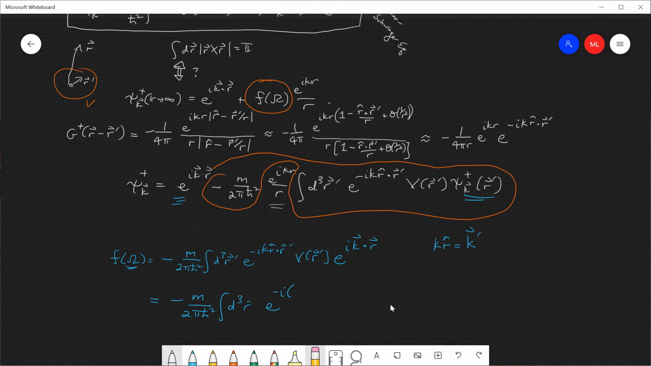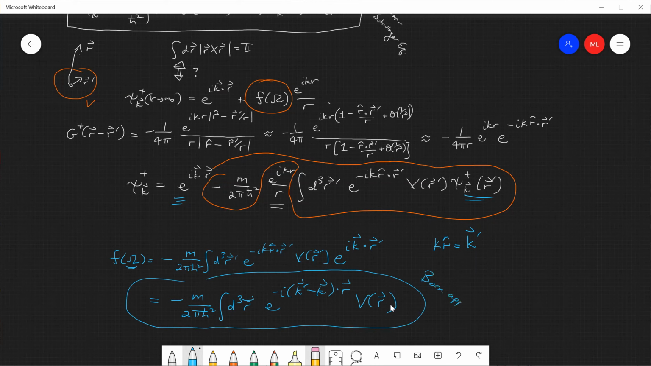We can drop this prime, and we get the integral d^3r of e^(-i(k' minus k) dotted into r), I should put prime here. So now that we drop the primes on the r's, this becomes V of r. And that's it. This is the Born approximation, which you guys derived in a completely different way.